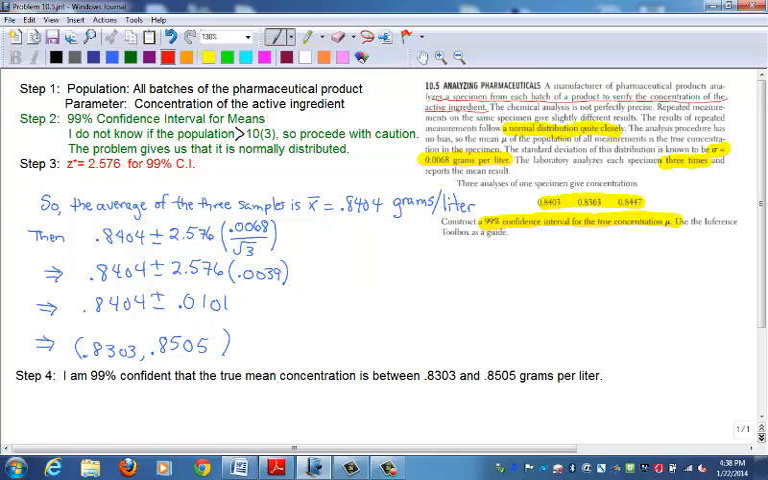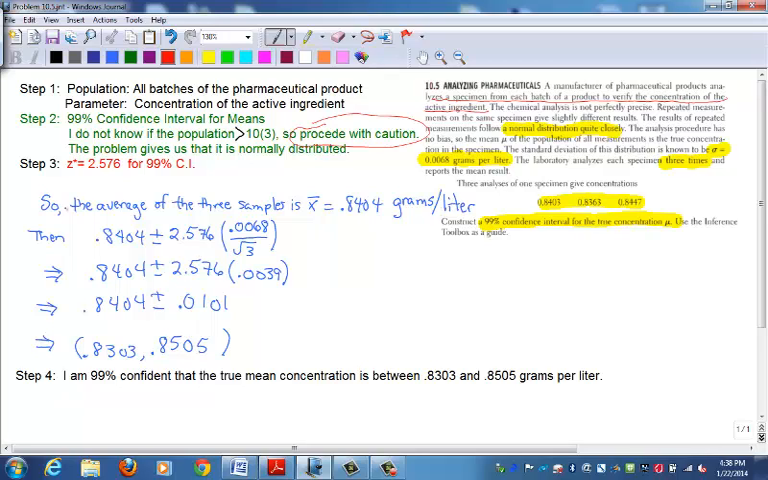The first thing we need to check in step 2, after we state what we're doing, is rule of thumb number 1. Can we modify the standard deviation? Well, I don't know what the population is here. Is it greater than 10 times 3? Are there more than 30 batches? We don't really know. So we have to write proceed with caution. That's very, very important. And then the problem tells us that it's normally distributed. So we're good there. I wrote down the z-star for you. It's 2.576 for a 99% confidence interval.